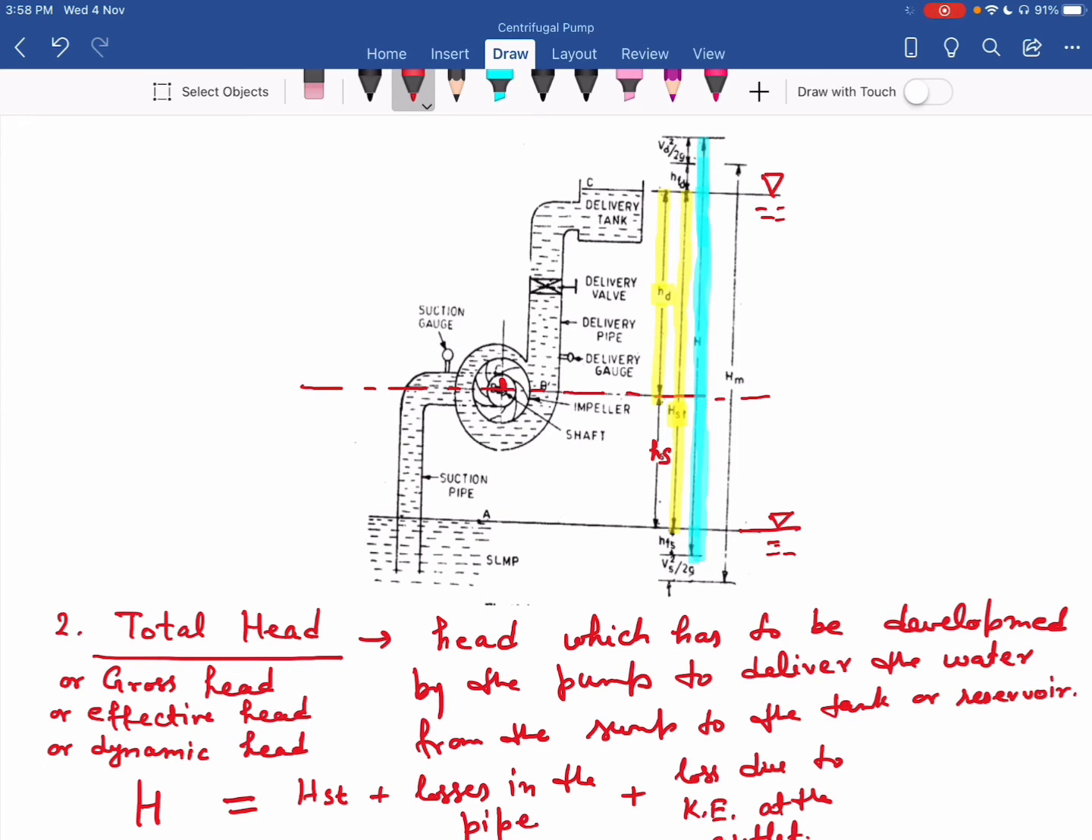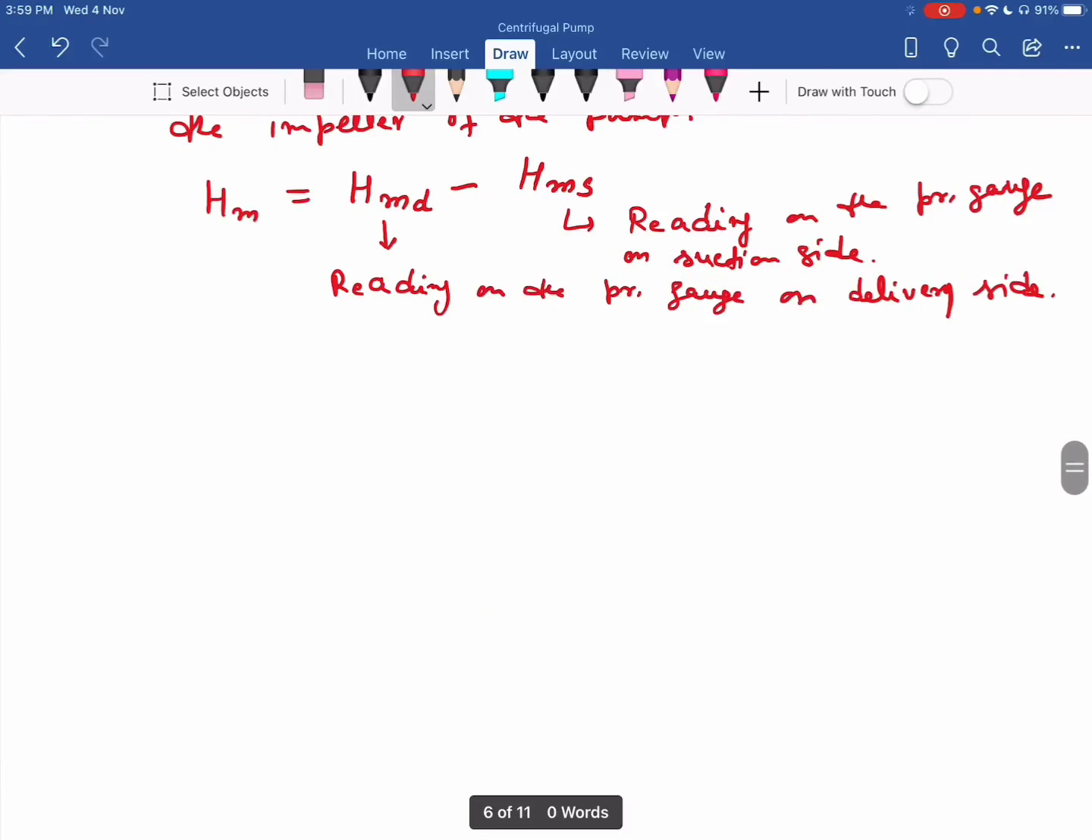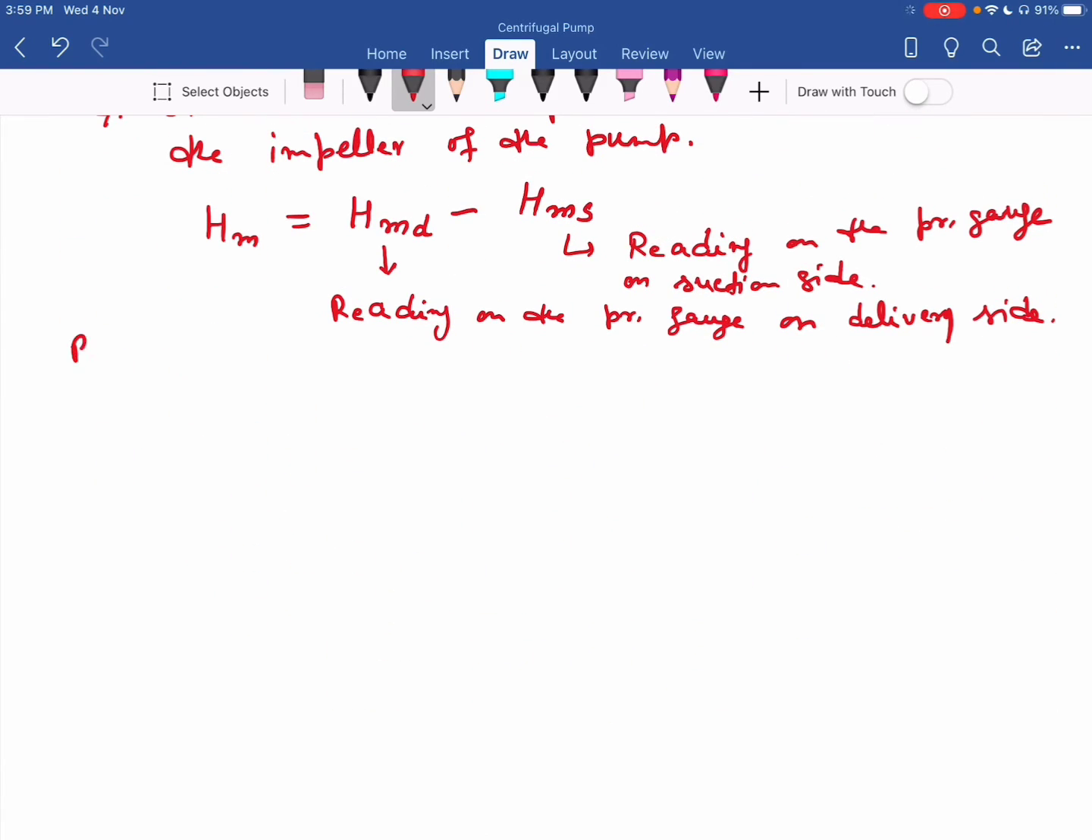Now this point B is on the suction side, near the eye of the pump. So I apply Bernoulli's equation at point B and at point A. Point A is on the sump level. So now I try to apply Bernoulli's equation at points B and A.